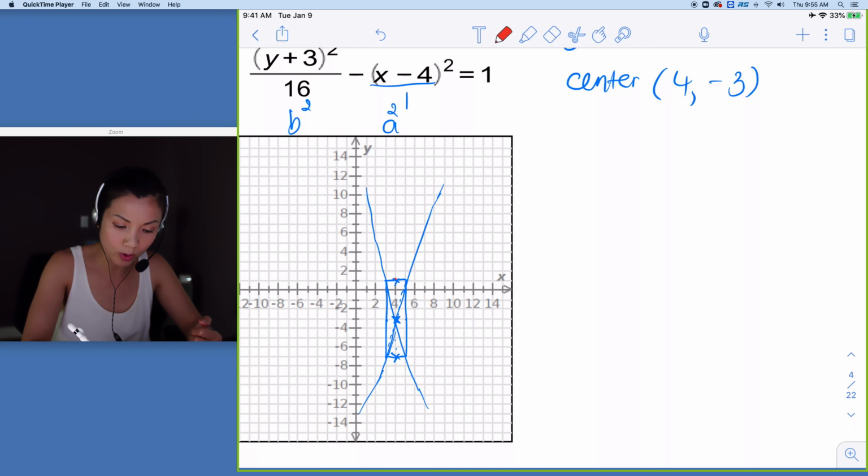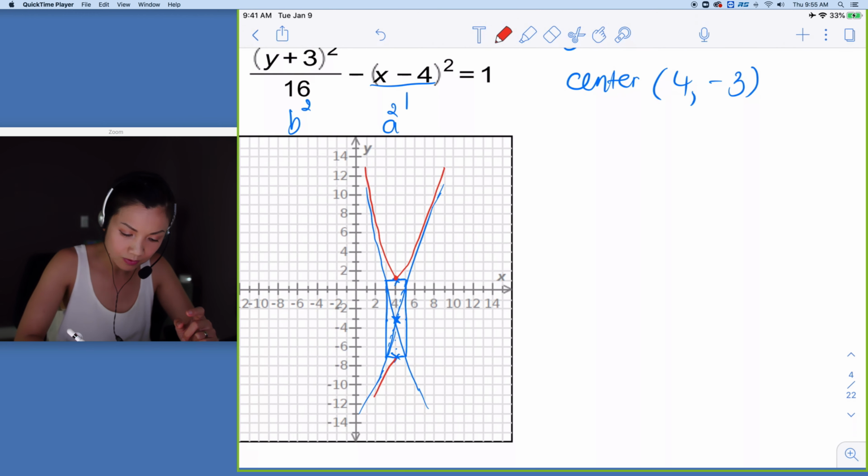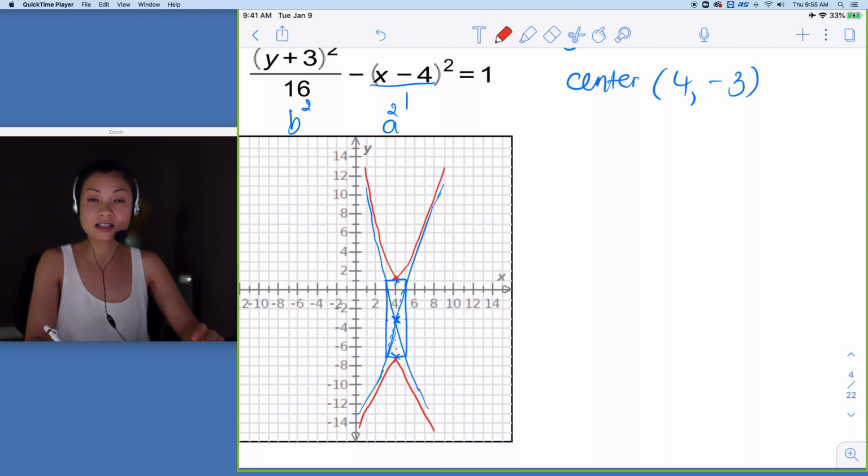So you always start right here. Never start from the center. So you start on the rectangle. And the whole point of drawing the asymptote is that it's a line your graph approaches but never touches. And there you have it. So that's going to be the hyperbola.